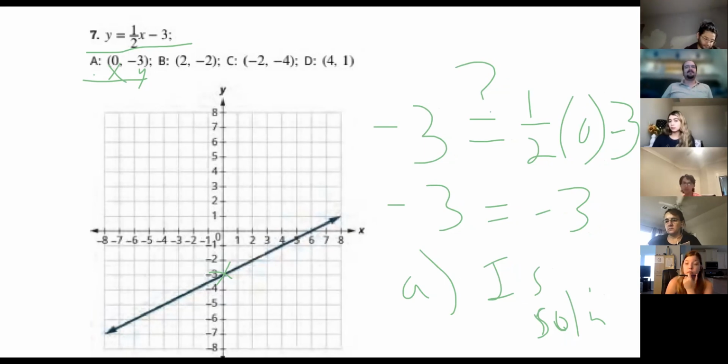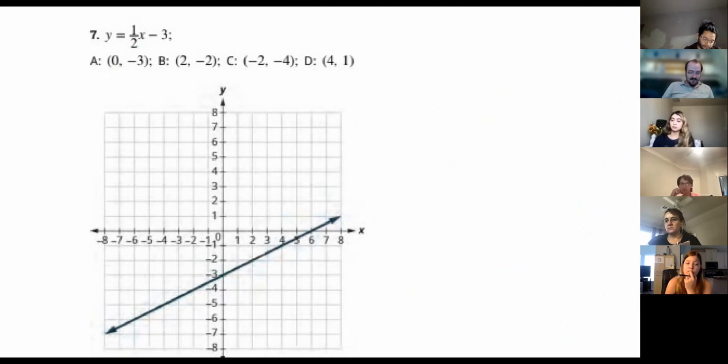Questions about this one? I'm going to have to clear this off in just a second. So it is a solution. It is a point on the line. The next one. How do I do this one? It's the same thing. It's the same thing.